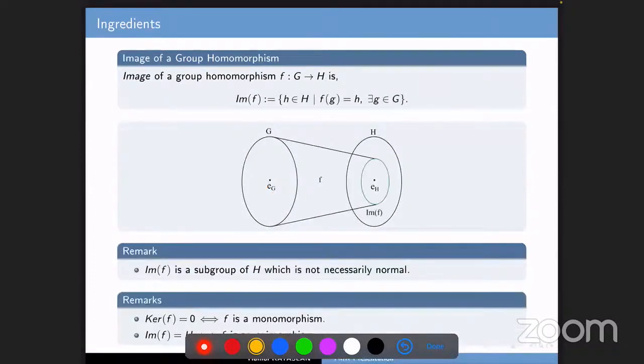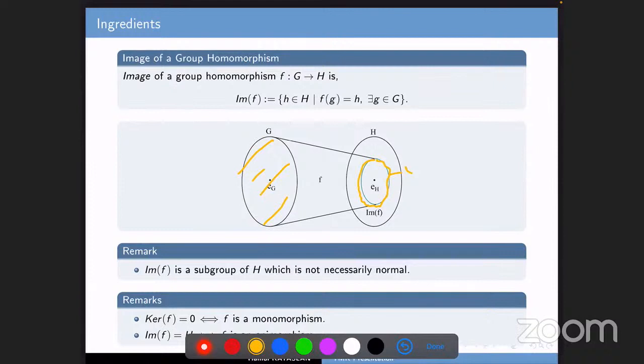Another subgroup is the image of a group homomorphism. It's basically formed by the set of elements in H which have pre-images under F. So wherever this whole group is mapped, it's called the image of F. Image F is a subgroup, as we have been mentioning, but it is not necessarily normal.